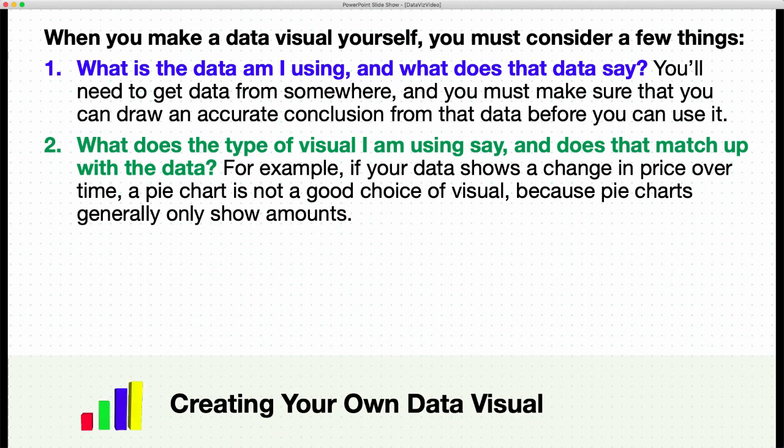Then you got to ask yourself, what does the type of visual I'm using say? And does that match up with the data? There are lots of kinds of data visuals out there, as I mentioned, and they're not always the best choices for the kinds of data that you have. For example, if your data shows a change in prices over time, a pie chart would not be a good choice to make your data visual, because pie charts generally only show amounts as part of a whole. We're talking about a change in price. That would not be a good pie chart data visual. It has to be something else, like maybe a bar graph or something like that.